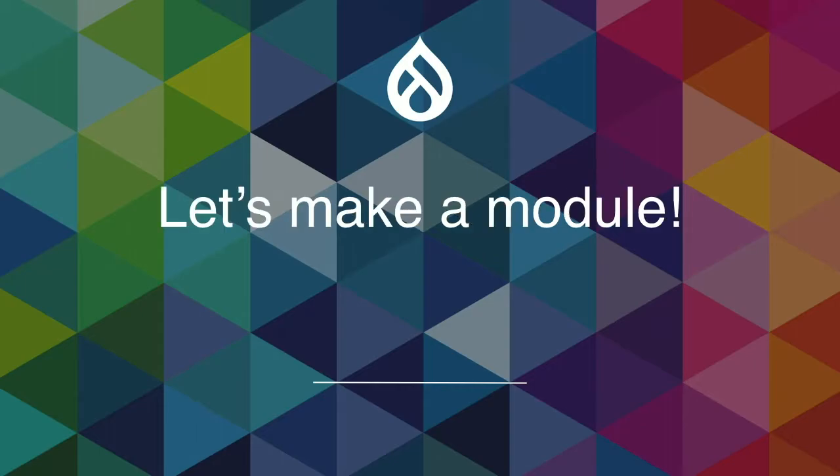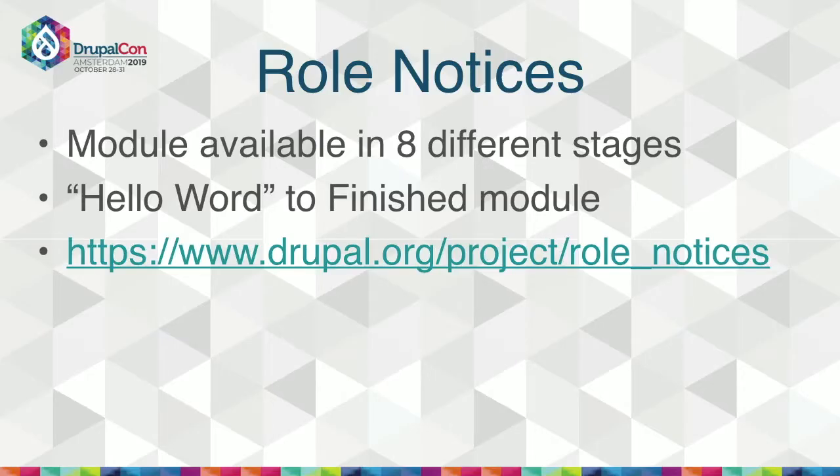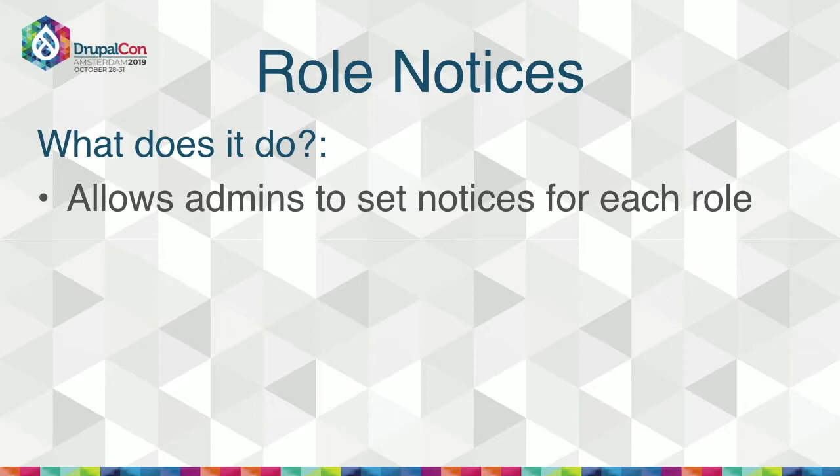So we're going to make a module. The module's out on a project called Role Notices on Drupal.org. And you'll see I'm going to jump between Git tags, so you can look at the repository and jump from demo 1 to demo 9. So, from a very simple module to an actual functional module that adds a little bit in between. And that's what we're going to be running through. Basically, this module is going to allow admins to set notices for each role.